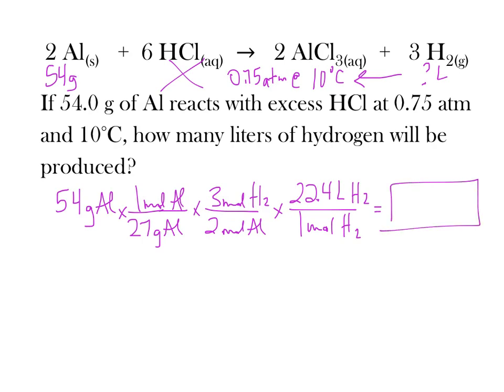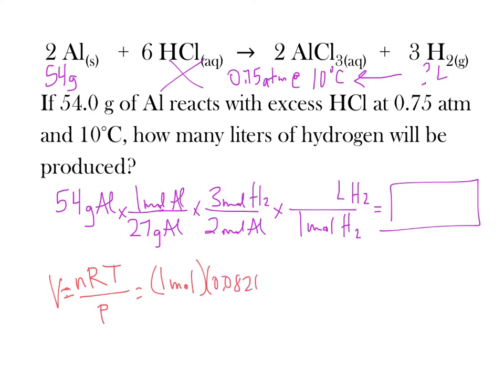But the problem is, it's not at standard temperature and pressure. So I'm going to take that 22.4 liters and make it disappear. And instead I'm going to do an entirely separate problem to try to find the molar volume at this temperature and pressure. The molar volume is the volume of 1 mole. R is always 0.0821 L·atm/mol·K. Temperature is going to be 283 Kelvin, 10 plus 273, and pressure is 0.75 atmospheres.